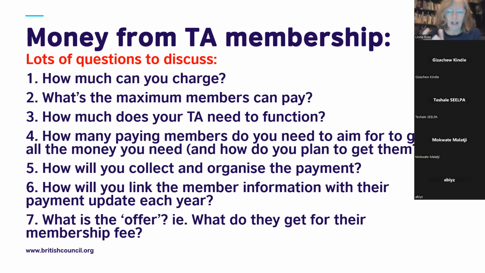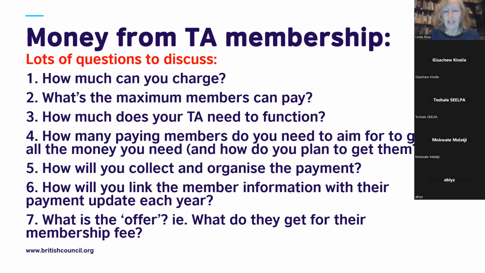Number 6, you've got to link who's paid with what they've paid. I think we've mentioned this before, it's best done by a Google form with all the member information, and then that can go into a spreadsheet, and the spreadsheet can include all the information, and you can add an extra column and put when they've paid and how much, because you need to keep a record of this, of course.